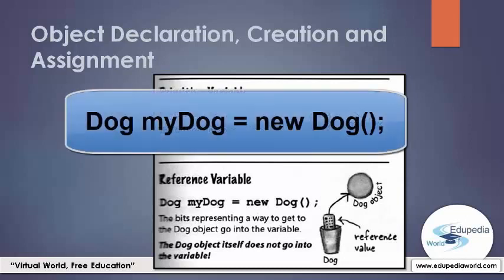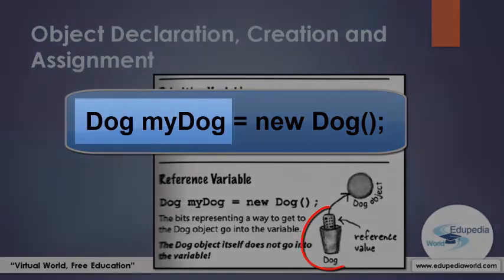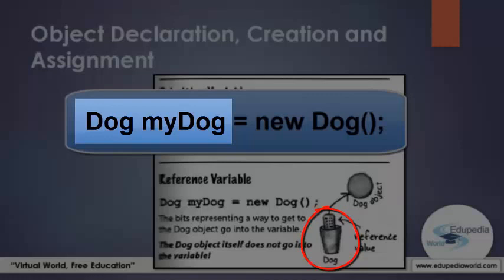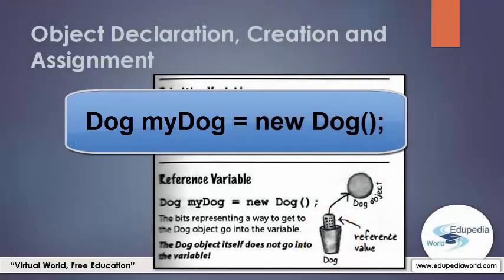First of all, let me tell you the 3 steps of object declaration, creation and assignment. From this part, it declares a reference variable. This tells the JVM to allocate space for a reference variable and names that variable myDog. So the reference variable is forever of type Dog. In other words, a remote control that has buttons to control any dog, but not cats.